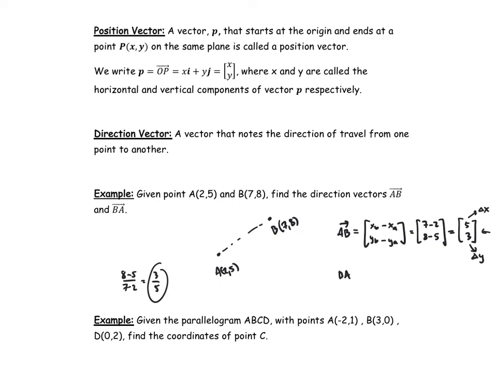Now if I wanted the vector BA, well, we know that BA is the opposite of AB. So BA would actually be equal to -5, -3.